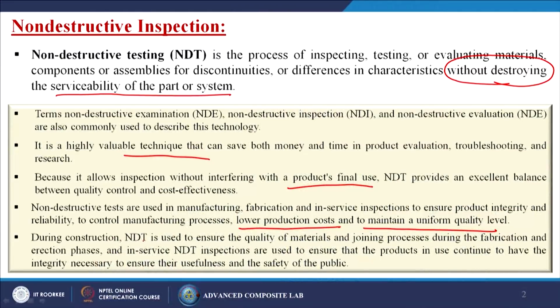Not only when you are using the materials do we do this kind of testing. At the time of preparing the materials also, when we are doing batch production, in between the production we can do this testing. During construction, NDT is used to ensure the quality of materials and joining processes during fabrication and erection, and in-service NDT inspections are also used to ensure that the products in use continue to have the integrity necessary to ensure their usefulness and the safety of the public.